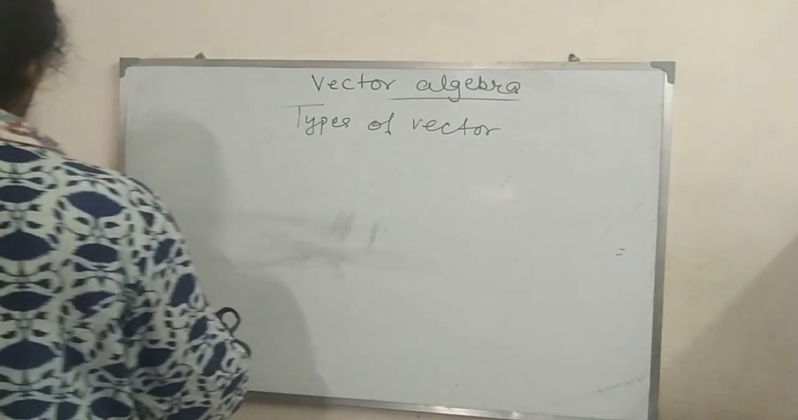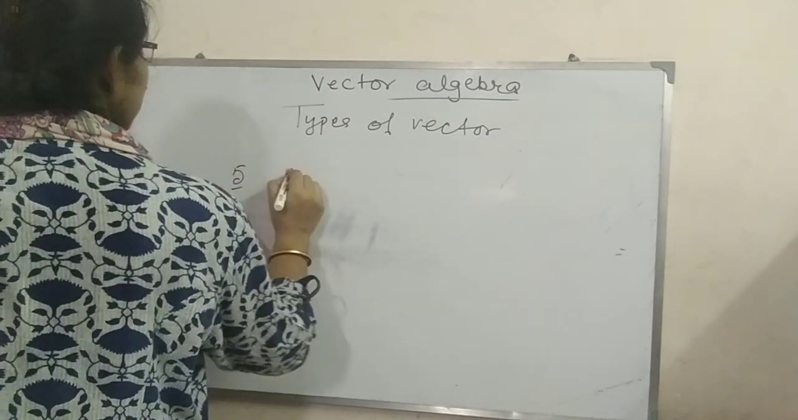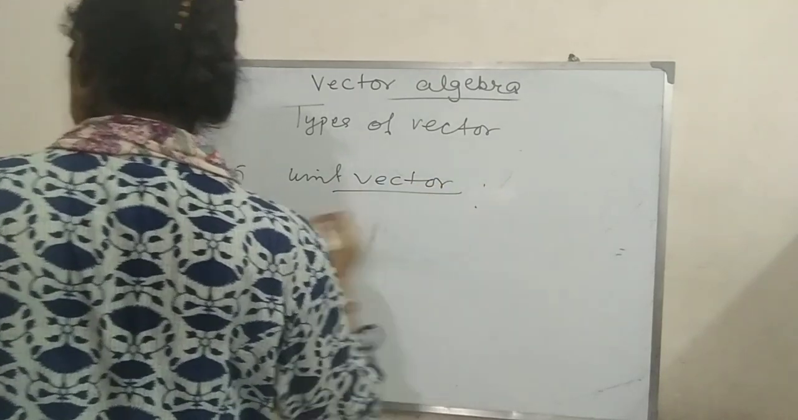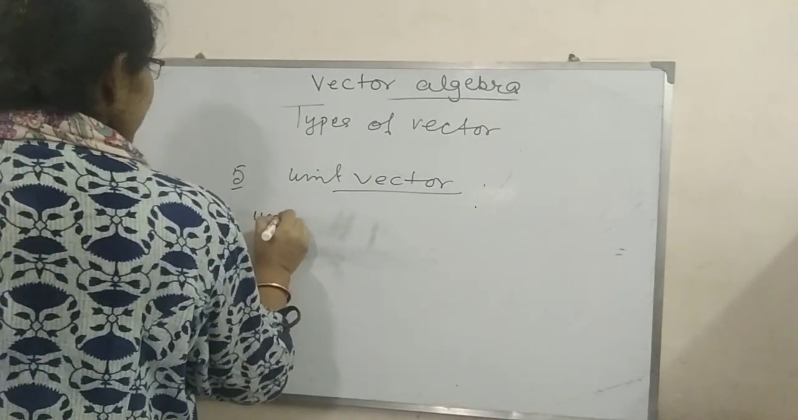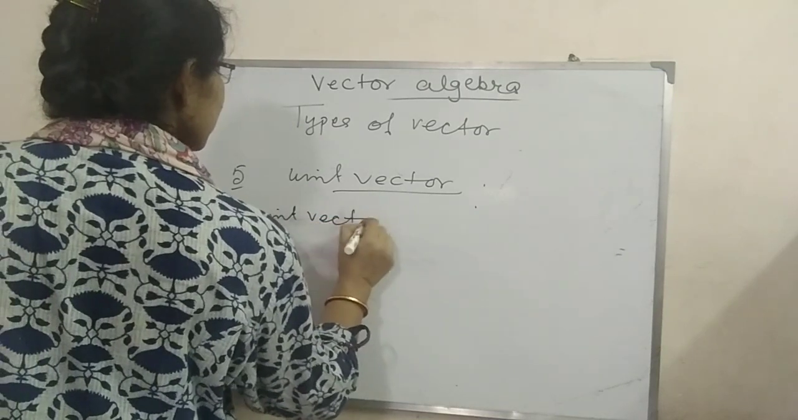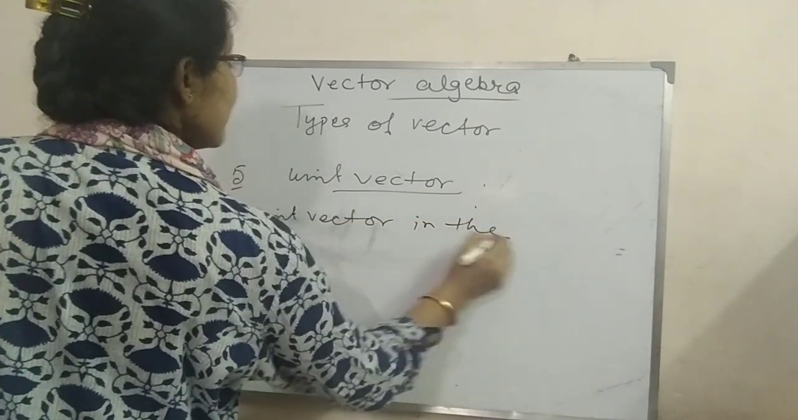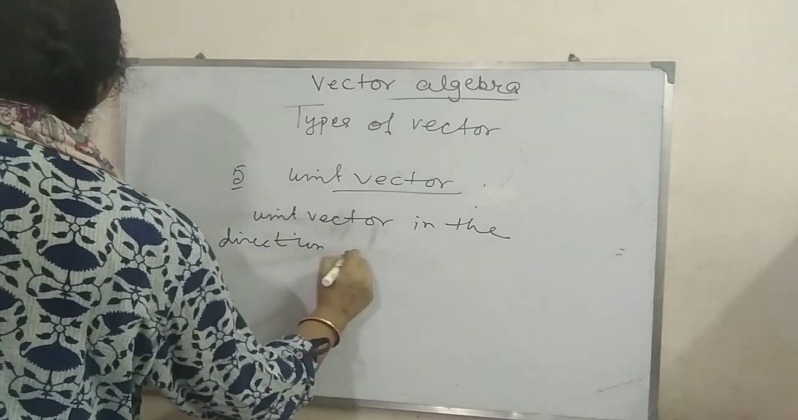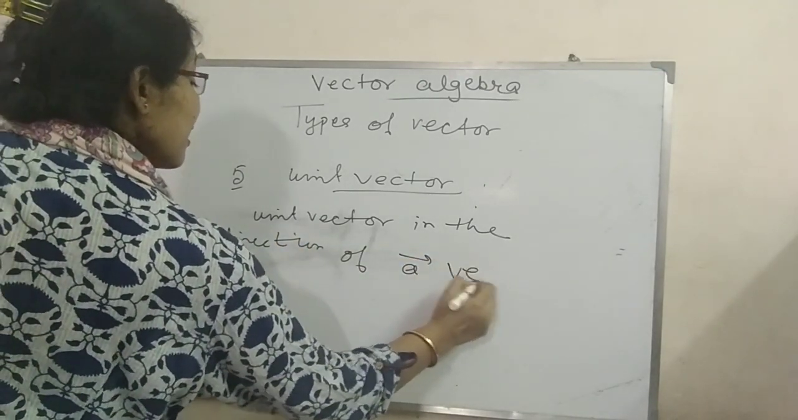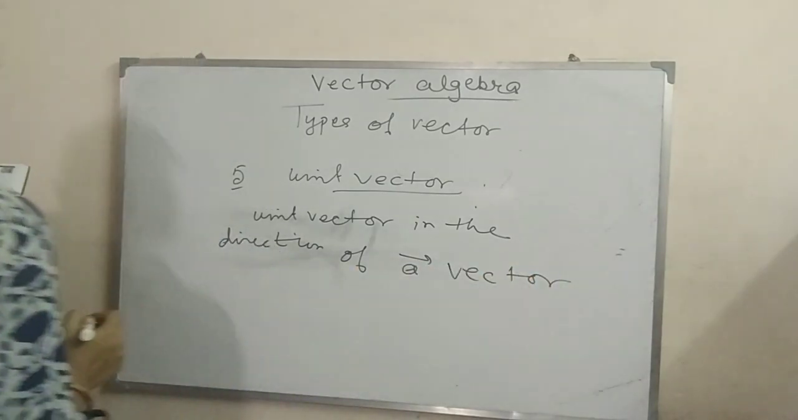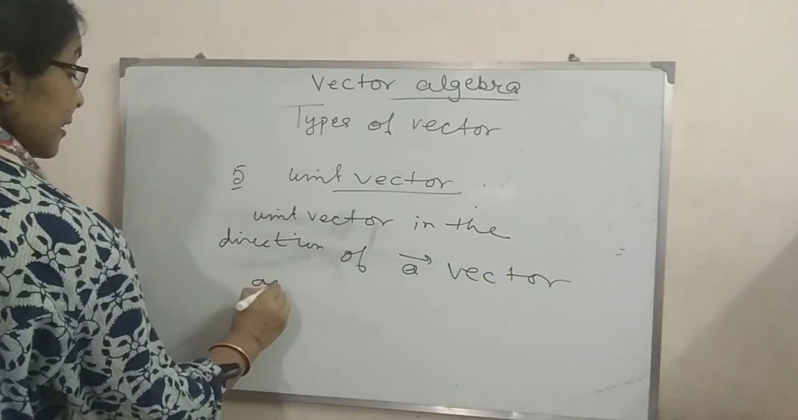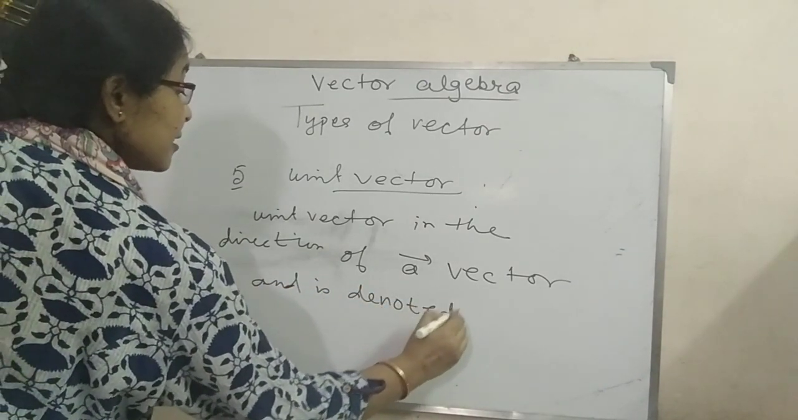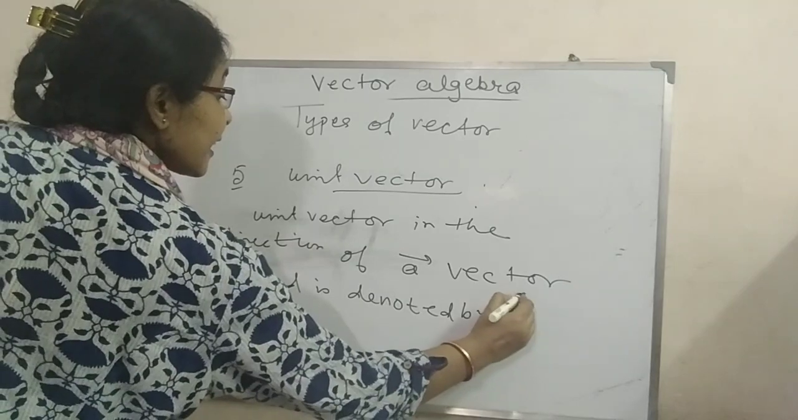Unit vector. A unit vector in the direction of vector A is denoted by A cap.